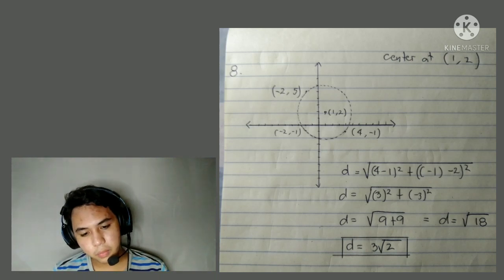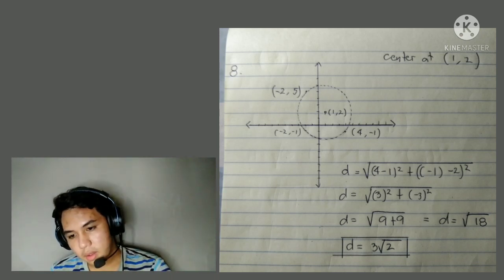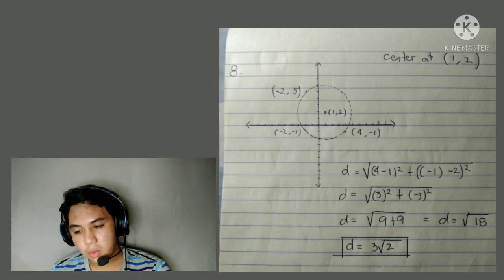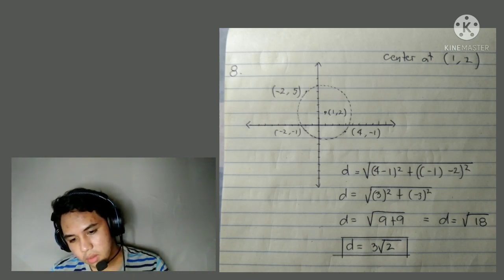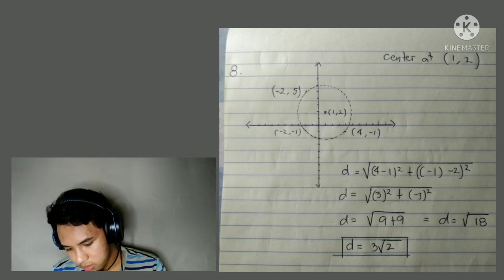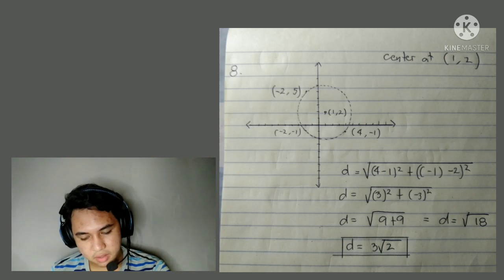So to solve this problem, first we need to plot our points. So our center is (1, 2), and our points here are (-2, 5), (-2, -1), and (4, -1). As we can see here in our drawing, they all lie on the circle. All the points are touching the circle.